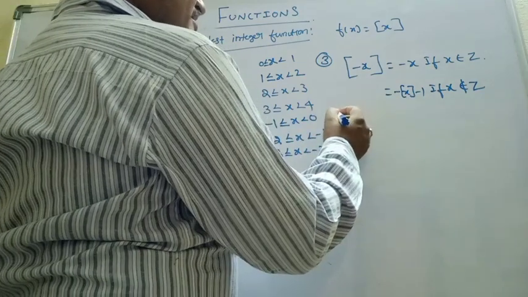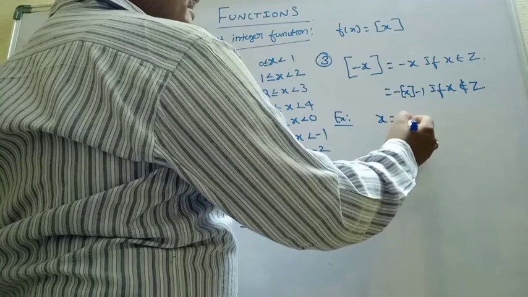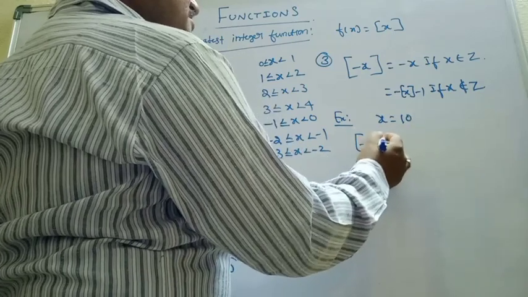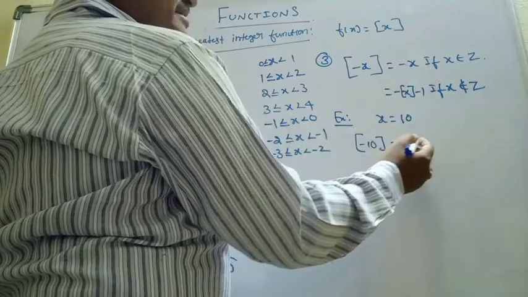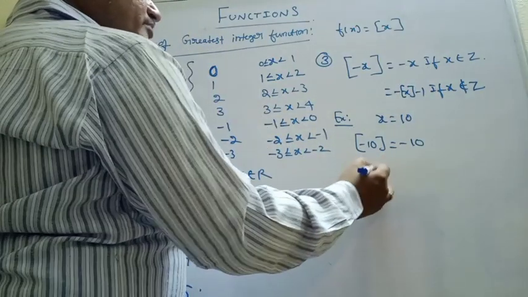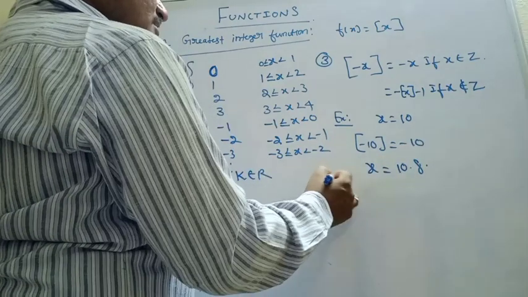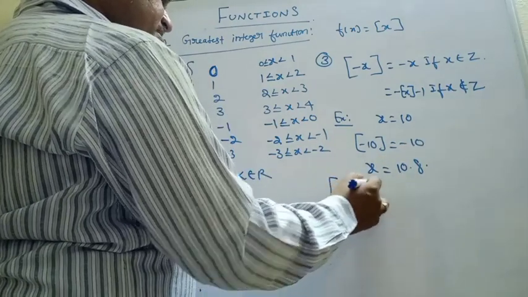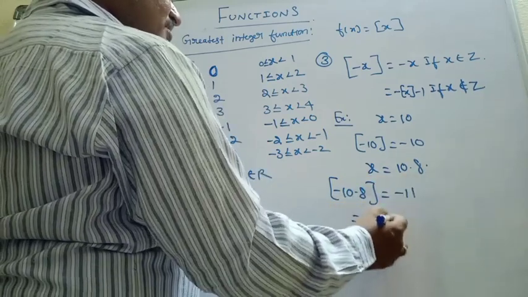Okay, for example, suppose x is equal to 10. Then floor of minus 10 is nothing but minus 10 only. Okay, minus x means minus of 10 only. Suppose you take x which is not an integer, say 10.8. Now floor of minus 10.8 is nothing but minus 11. This is nothing but minus of floor x minus 1.